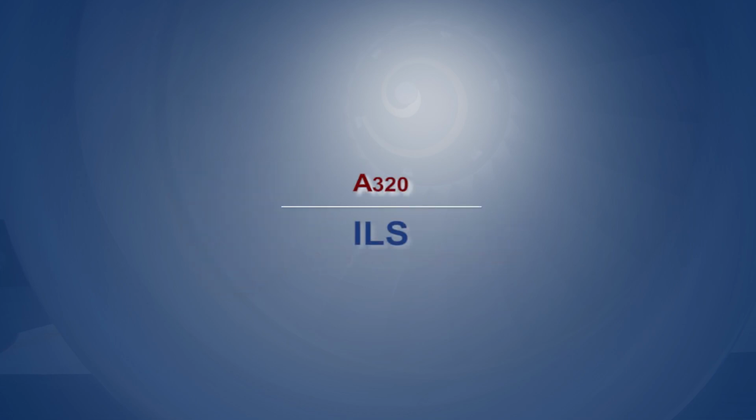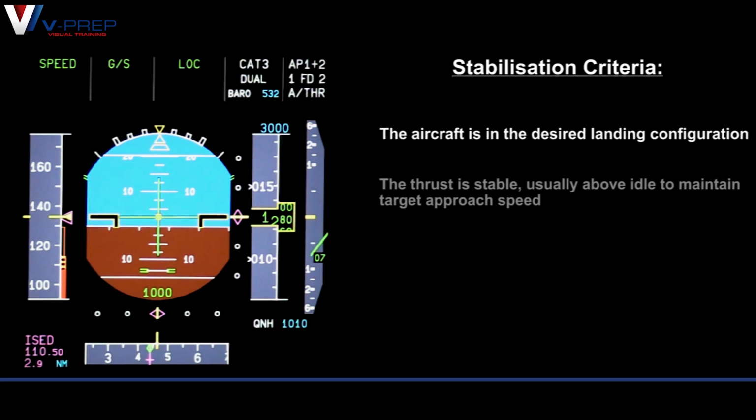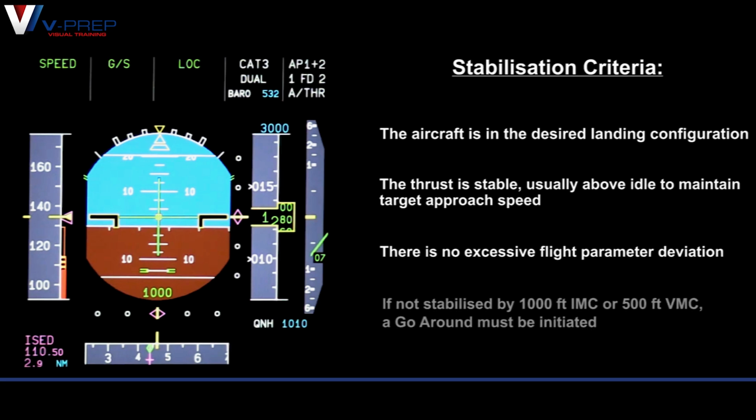A320 ILS. Stabilization criteria. The aircraft is in the desired landing configuration. The thrust is stable, usually above idle to maintain target approach speed. There is no excessive flight parameter deviation. If not stabilized by 1000 feet IMC or 500 feet VMC, a go-around must be initiated.